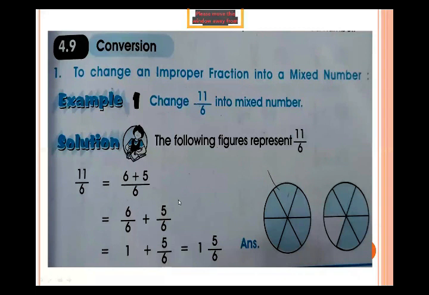The other shape is showing 5 parts. Common denominator is 6. The whole shape is showing 6 upon 6 plus 5 upon 6. 6 upon 6 means one whole shape is shaded. The other shape is showing 5 upon 6. So we write one whole plus 5 upon 6. It is again shown expressed as a mixed number.